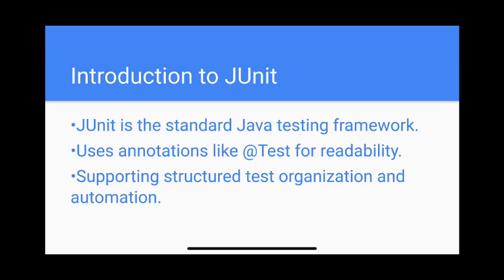With JUnit, we can verify the behavior of individual methods, classes, units of code using simple annotations like @test, @BeforeEach, @AfterEach, @BeforeAll, and @AfterAll to manage the test setup and teardown. It provides a rich assertion such as assertEquals, assertTrue, assertFalse, assertThrows, and assertNotNull, which help validate expected outcomes.